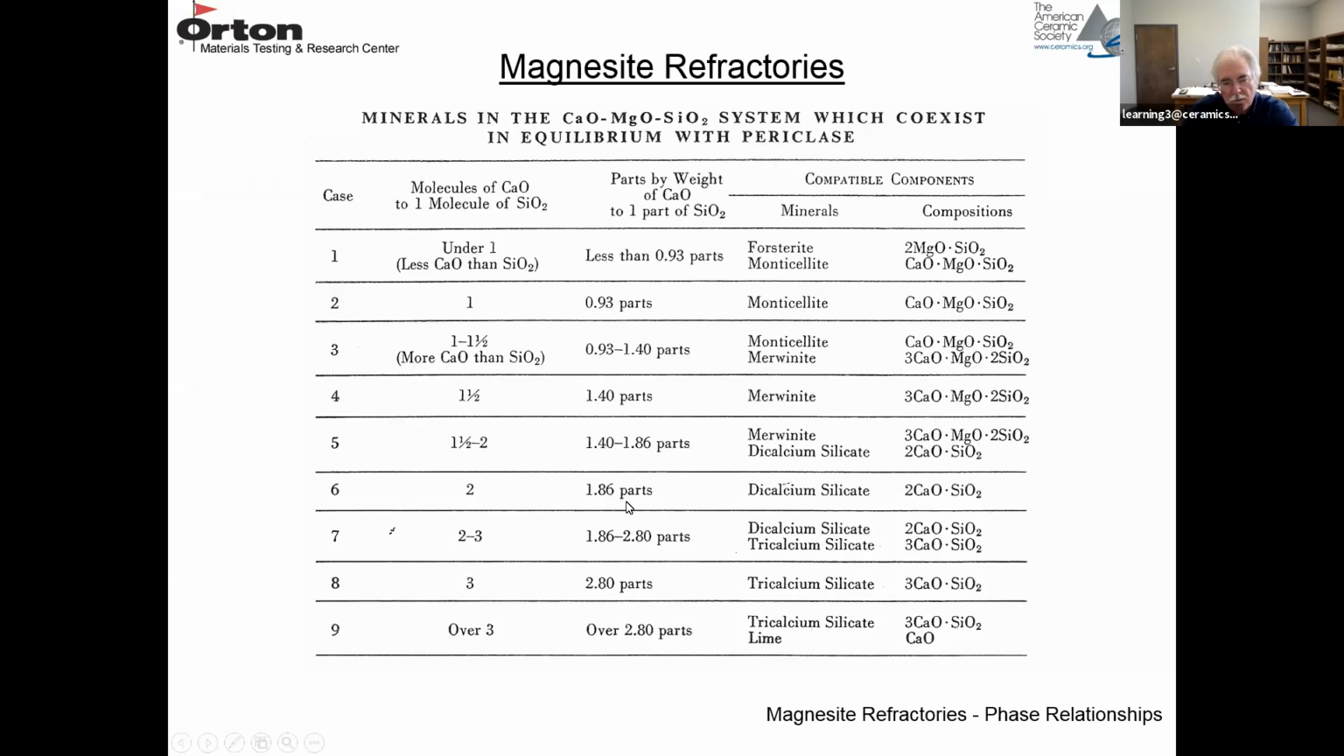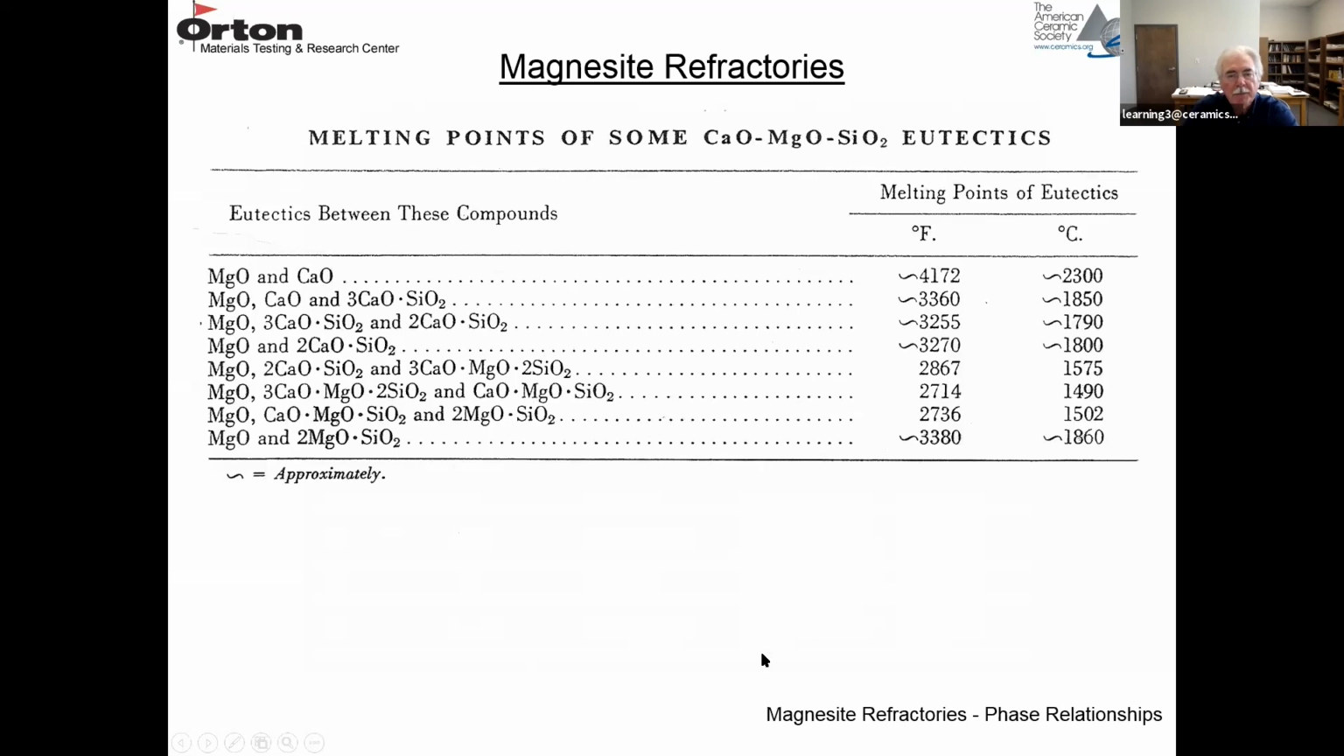That's always important if you're going to be using it at high temperatures. Some of the applications for MgO refractories, if there's a low temperature application, you may not have to worry about that. You can have perhaps a higher silica to lime ratio than 1. So these are the compounds we just talked about, and these are the melting points of the different eutectics. The last column is degrees C, the first column is degrees F.